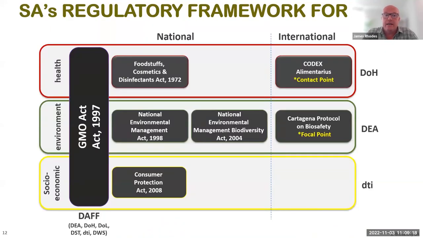So the GMO Act is the overarching act governing the research and development of GMOs. However, there are a number of different acts that also ensure that we have different regulatory mechanisms overseeing the safety of GMOs. So the Department of Health has the Foodstuffs, Cosmetics, and Disinfectants Act that oversees food safety, and GMOs also fall under that. We also are a signatory to Codex Alimentarius, which is an international convention which gives guidance on how to ensure the food safety assessments of GMOs. So South Africa complies with or uses this guidance when doing food safety assessments.